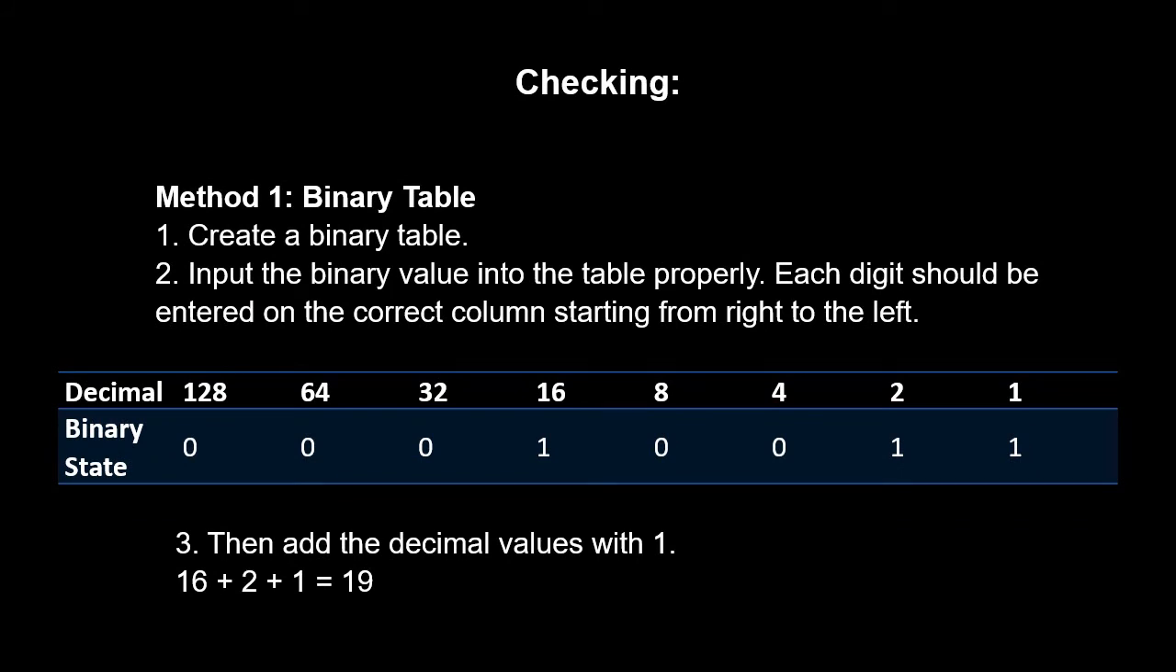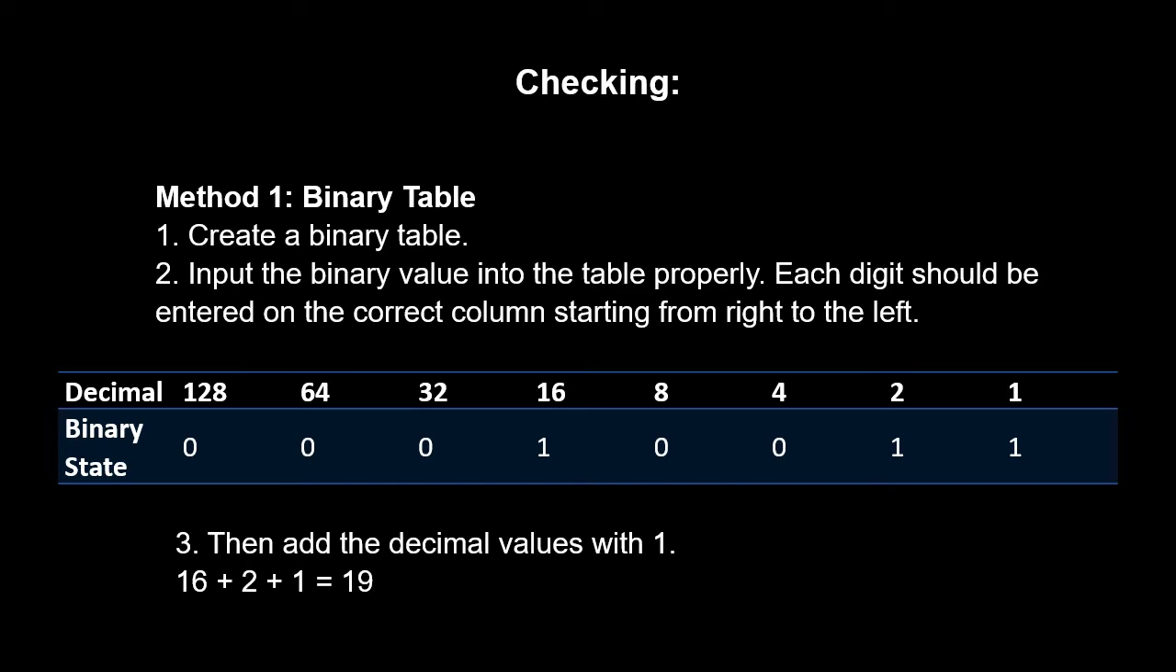Now let's have our checking. So we have two methods. Let's start first with method 1, which is the binary table. First is to create a binary table and then input the binary value into the table properly. Each digit should be entered on the correct column starting from the right to left.